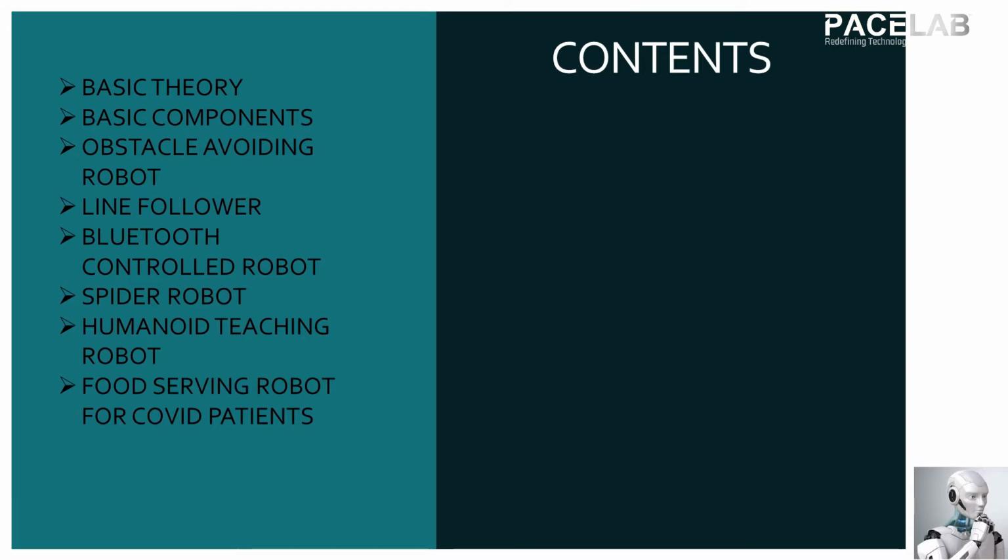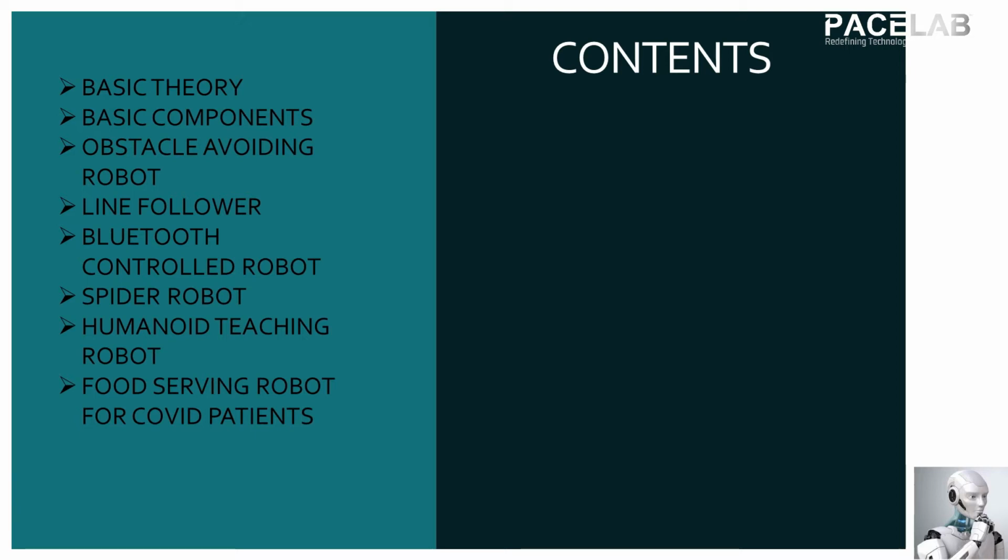Before getting started, we can go through the major contents in this course, Robotics. First of all, we will discuss the basic theory of robots, and then we will go through the different components needed for making different kinds of robots. Both of these sections are basically theory. I think hearing theory will be boring for you. Instead, we can make different kinds of robots in a practical approach.